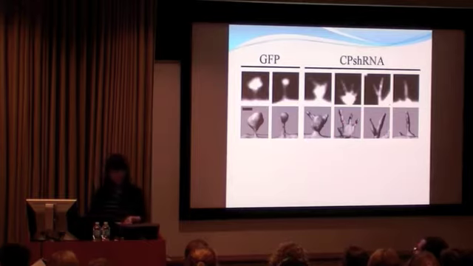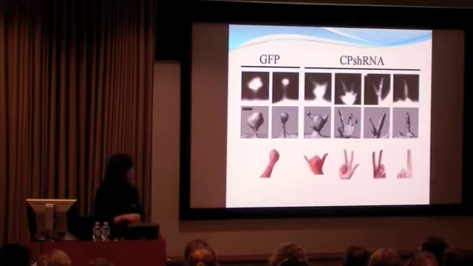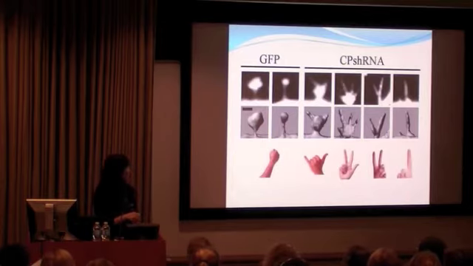This may be even better depicted with a hand analogy. Normal spines are like a closed fist. Then you get a pointed finger, victory sign, or half open hand from the knockdown.